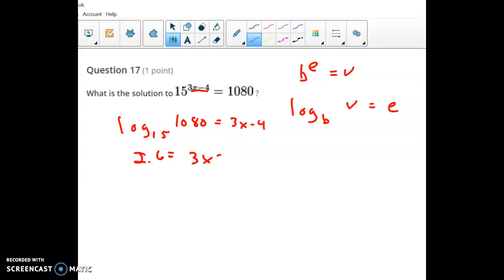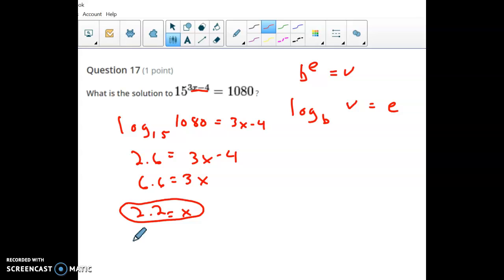Sorry for poor handwriting again. But now we're pretty much done, right? So add 4. Maybe I'll erase this. That is really bad, even for me. So this side is 2.6. Add 4, so 6.6 equals 3x. And divide by 3, and we get 2.2 as our answer for x. All right, hope that helps.